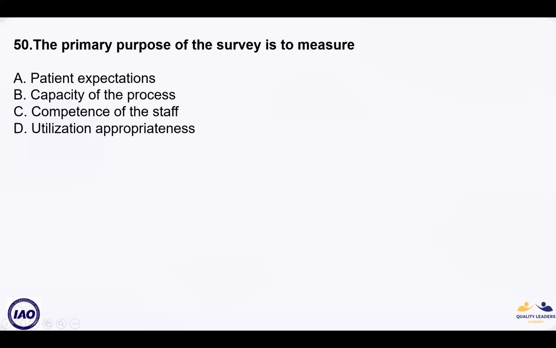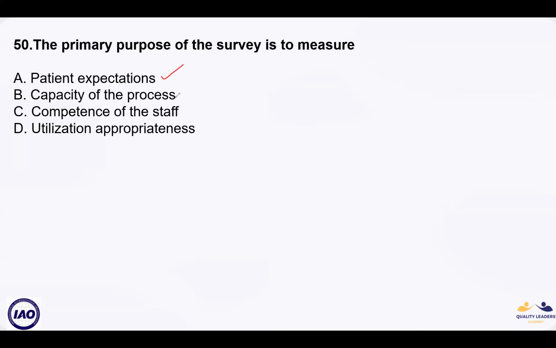Now, coming to another question, question number 50. The primary purpose of the survey is to measure what? Is it patient expectations? Is it capacity of the process? Is it competence of the staff? Is it utilization appropriateness? Here again, remember the primary purpose here is the patient expectations. We'll know what the patient expected from care, and these surveys are literally designed to capture this particular information to see the patient satisfaction. So this is the most probable answer.